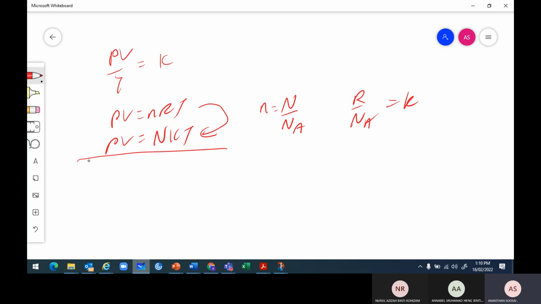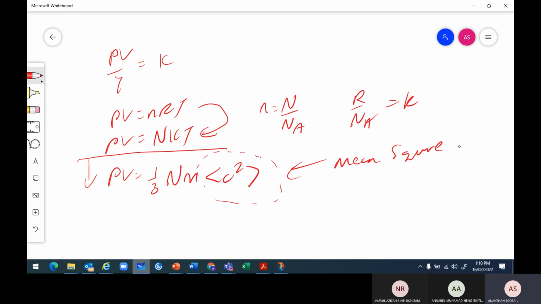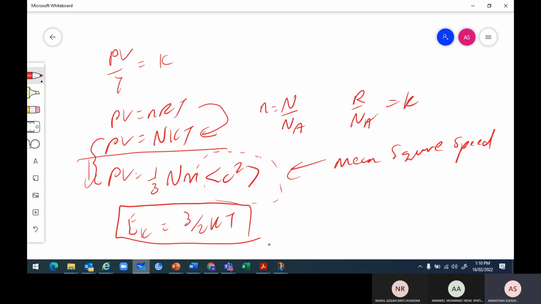Then a new discovery was made using the kinetic theory of gas. They found that PV equals 1/3 Nm c squared. This is a new formula from kinetic theory, and the highlight is this speed, called the mean square speed. It was just introduced last class. After discovery of these two formulas, they were compared, and they found the kinetic energy of one particle is 3 over 2 kT. So this is the conclusion of this topic.